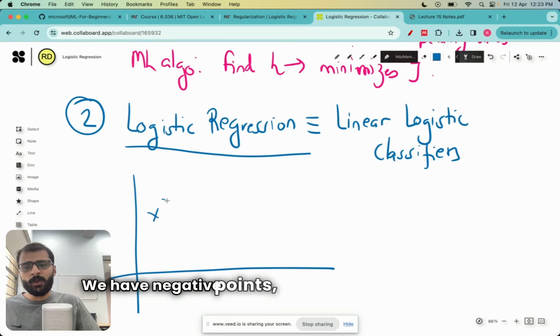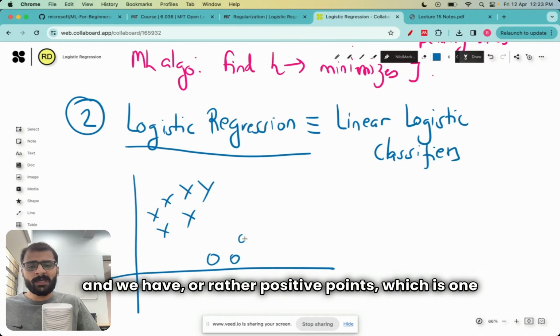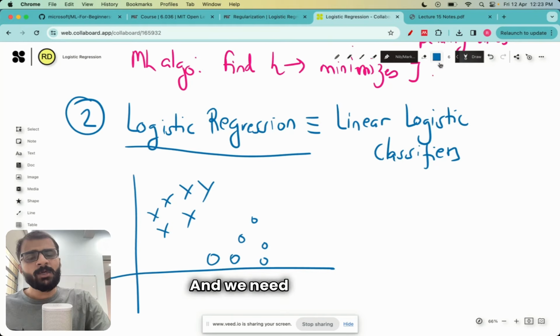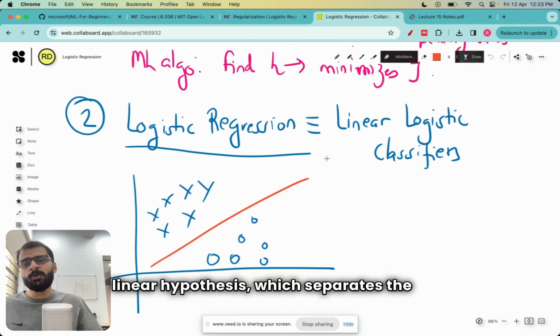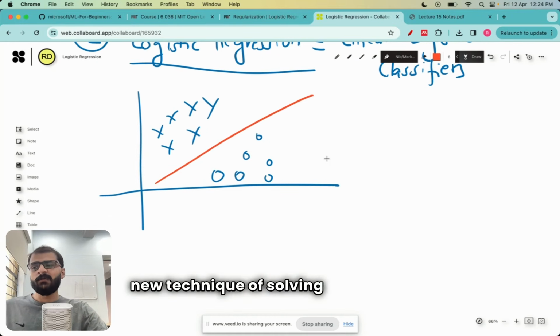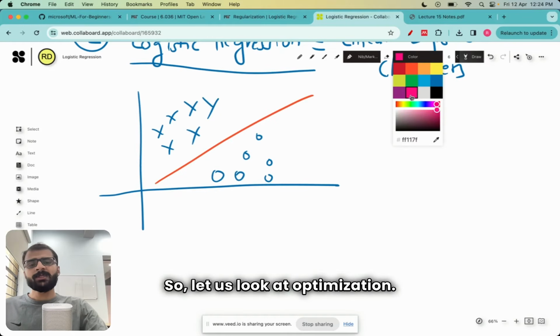We have positive points, which are one type of data, and negative points, which are another type. And we need to find the linear hypothesis which separates the two. That is still the problem, but now we are looking at a new technique of solving this problem. So let us look at optimization.